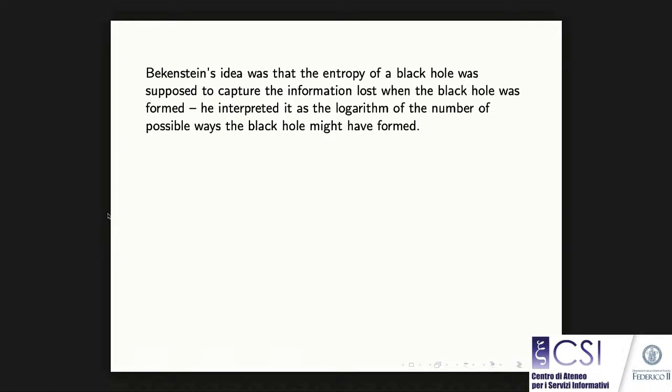Now, Bekenstein's idea was that the entropy of a black hole was supposed to capture the information lost when the black hole was formed. He interpreted it as the logarithm of the number of possible ways to form the black hole. Somewhat vaguely stated. If you look at Bekenstein's paper, he doesn't make much attempt to explain exactly what that's supposed to mean. But loosely, this huge entropy was supposed to represent information lost when the black hole was formed.